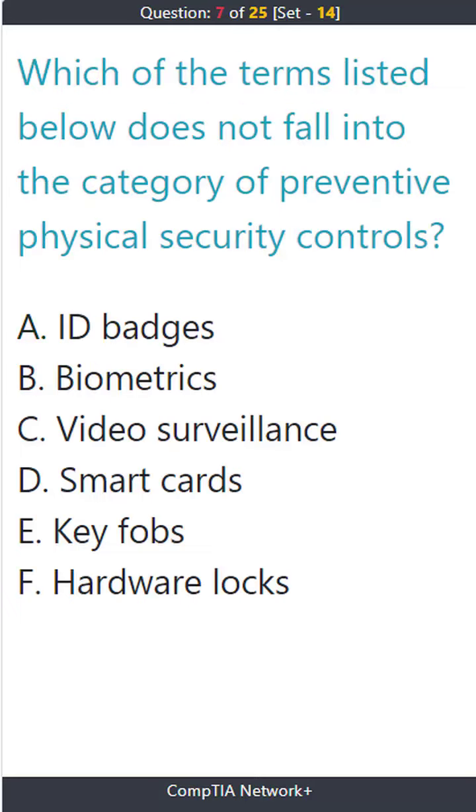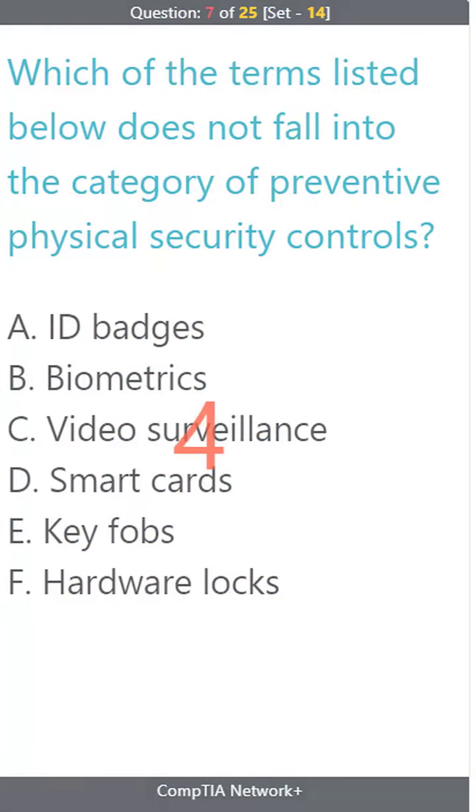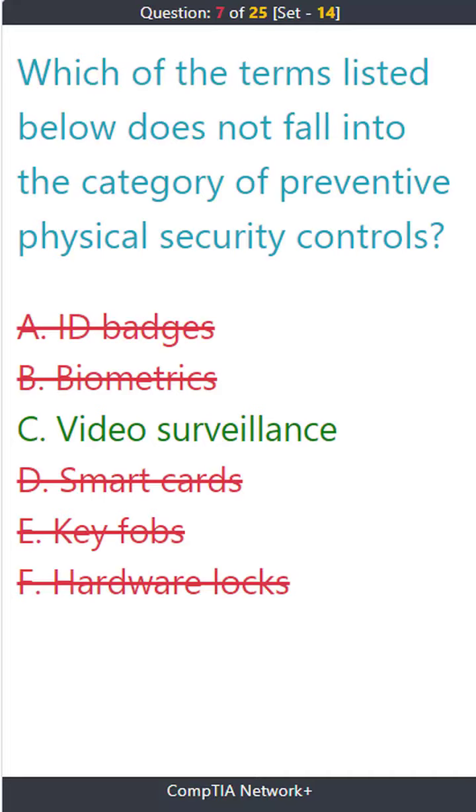Question 7. Which of the terms listed below does not fall into the category of preventive physical security controls? A. ID badges. B. Biometrics. C. Video surveillance. D. Smart cards. E. Key fobs. F. Hardware locks. The correct answer is C, video surveillance.